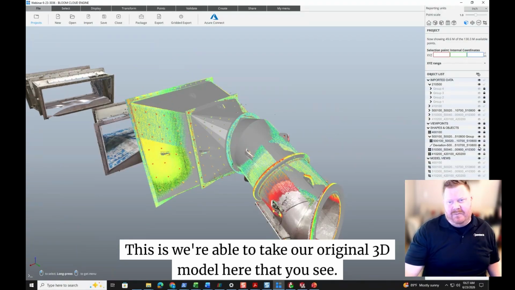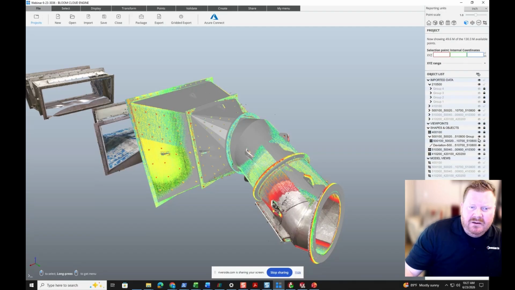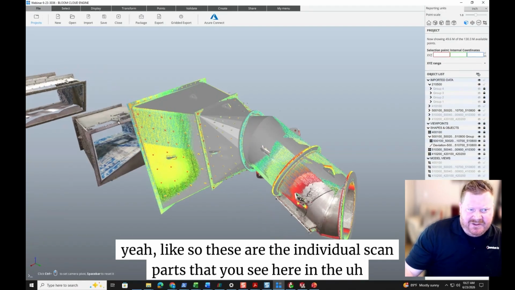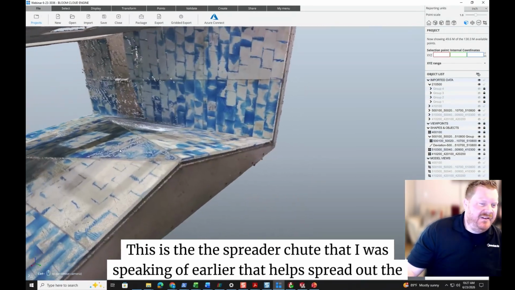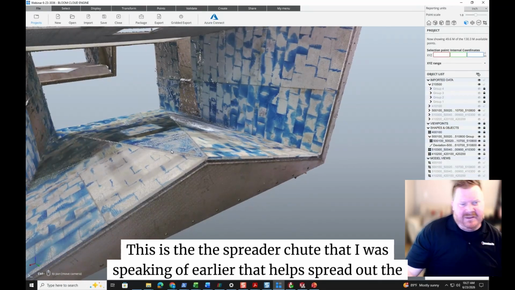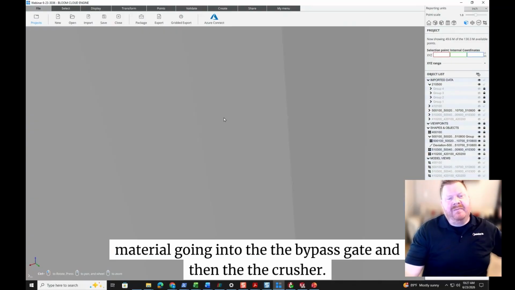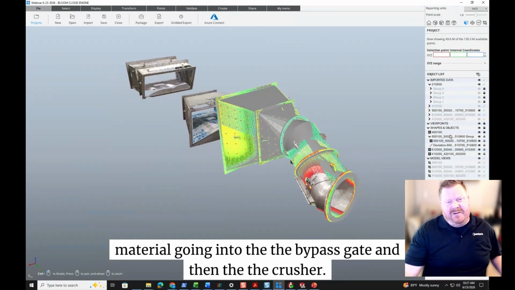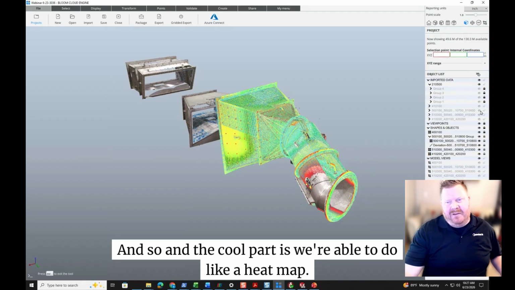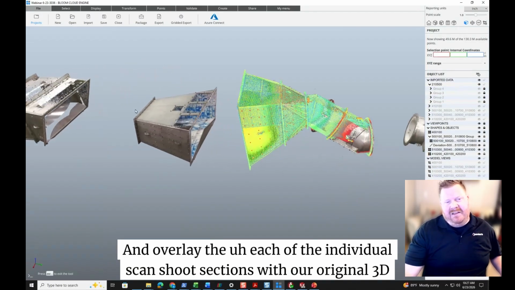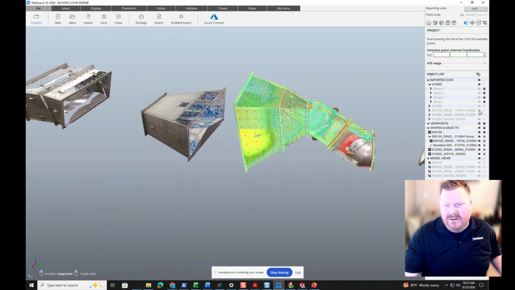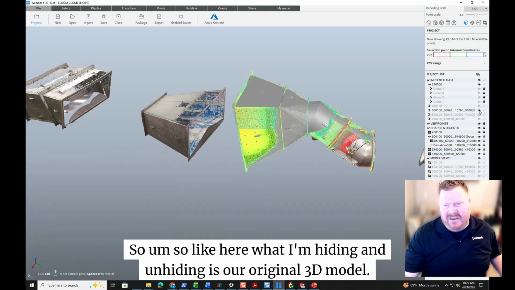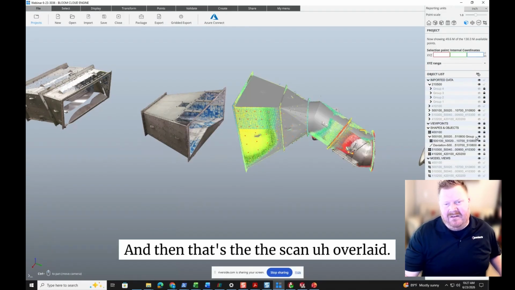we're able to take our original 3D model here that you see. These are the individual scanned parts in the photorealistic color. This is the spreader chute that I was speaking of earlier that helps spread out the material going into the bypass gate and then the crusher. And the cool part is we're able to do a heat map and overlay each of the individual scan chute sections with our original 3D model. Here, what I'm hiding and unhiding is our original 3D model, and then that's the scan overlaid.